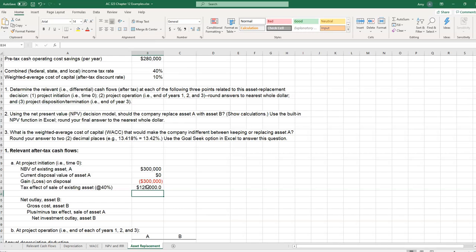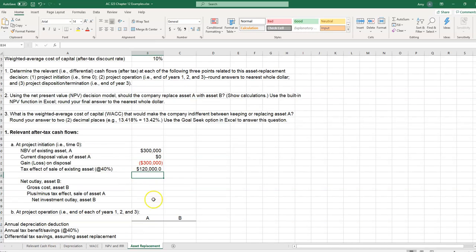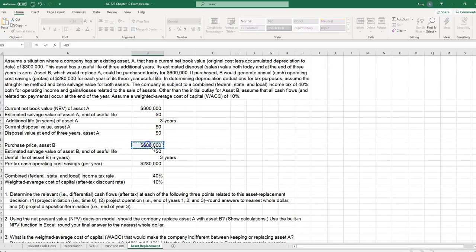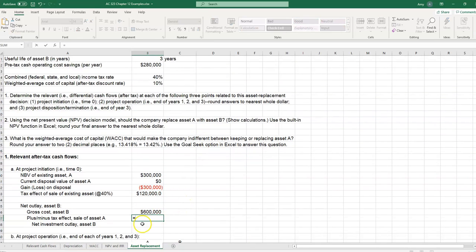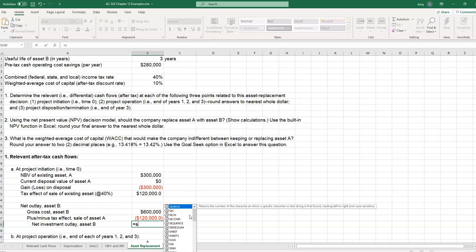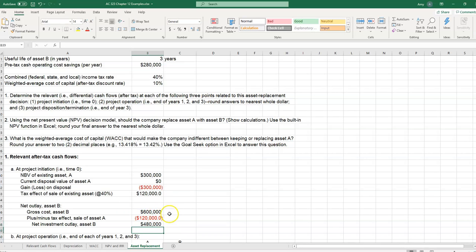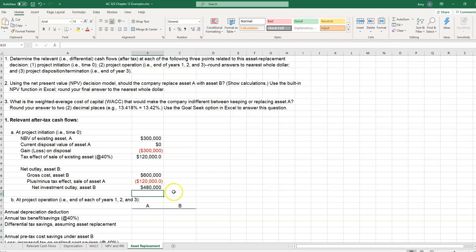Next, we're going to look at the gross cost of asset B. So we need to pay $600,000 to purchase asset B. We have the tax effect of disposing of asset A, this $120,000 savings. So our outlay on replacing A with machine B would be $480,000.